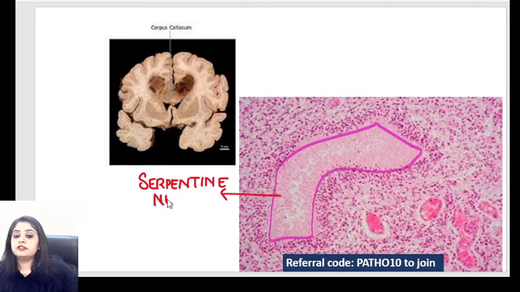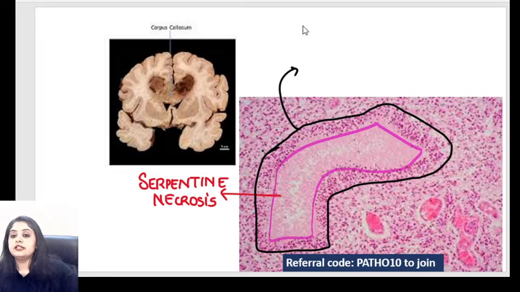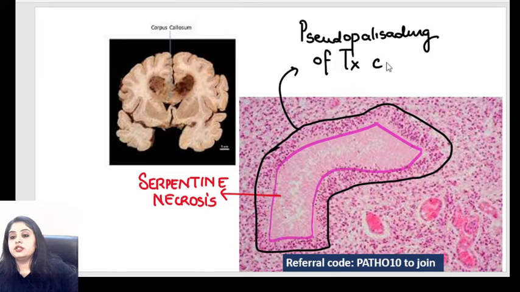Okay, after this, what do we see around this serpentine necrosis? If I now see the next layer of it, I see that there are a lot of blue color dot cells or tumor cells which are surrounding that necrosis. And what is this known as? This is said to be pseudo-palisading. Why are we calling it pseudo-palisading? Because it is around a necrosis. Pseudo-palisading of what? Pseudo-palisading of the tumor cells. So remember, there's a serpentine necrosis and there's a pseudo-palisading of the tumor cells. That is what makes it a glioblastoma.